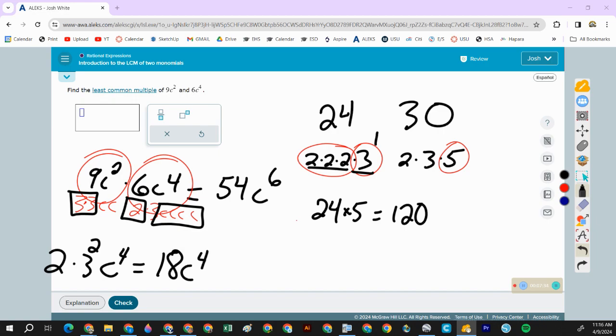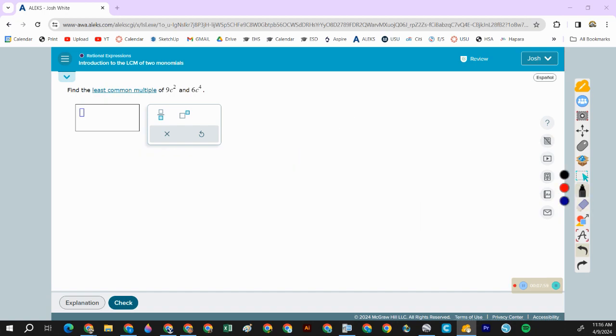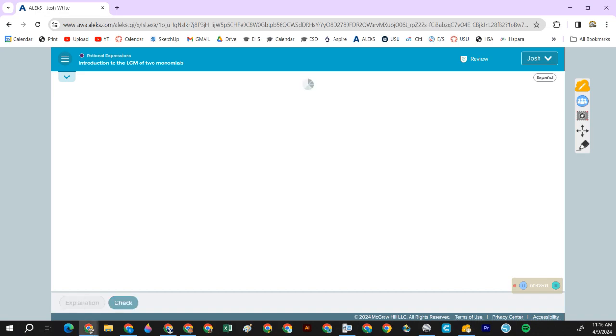And then we probably should ask, does this divide into that evenly? If I do 18C to the 4th and I divide it by 9C squared, do I get a fraction? No. So that worked. Okay, what about this one? If I do 18C to the 4th divided by 6C to the 4th, do I get a fraction? No, it worked. All right, so let's try a new one.